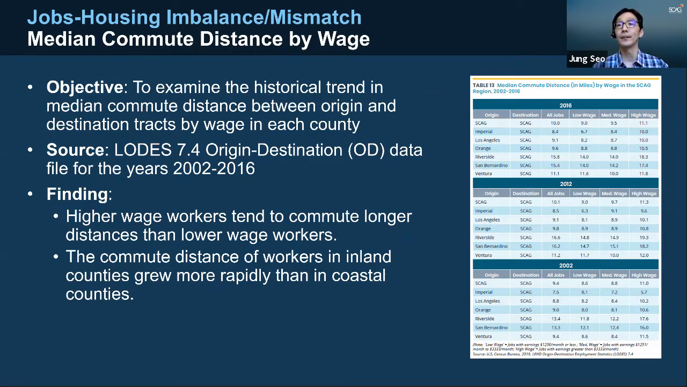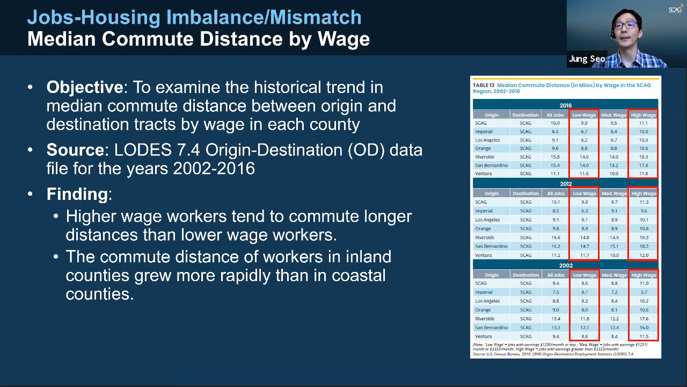So the table in this slide shows the median commute distance by wage for the 6 counties in the SCAG region for the years 2002, 2012, and 2016. And as expected, the higher wage workers tend to commute longer distances than the lower wage workers. The commute distance of workers in inland counties like Imperial County, Riverside County, and San Bernardino County has grown more rapidly than in the coastal counties.